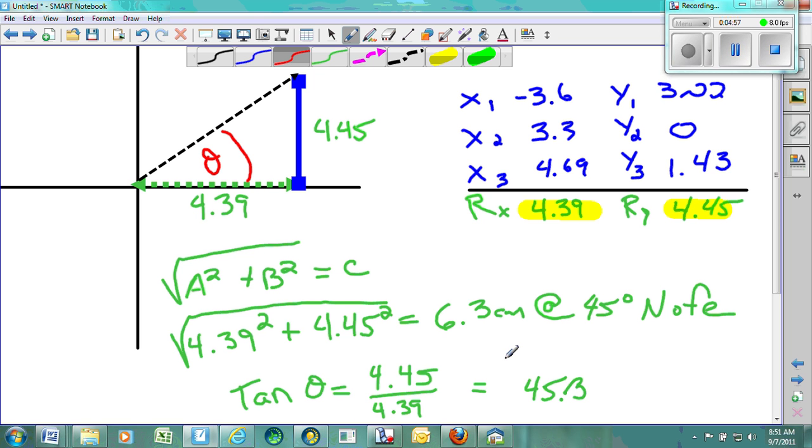Now, the reason I reported it as 45 as my final answer, and my final answer is in this sort of box I'm making, that final answer is due to the fact that there are only two significant figures. In reality, there's one in the problem, but we're not going to get quite so tricky at this stage. We're going to limit this to 2, and the answer would be 6.3 centimeters, 45 degrees north of east.